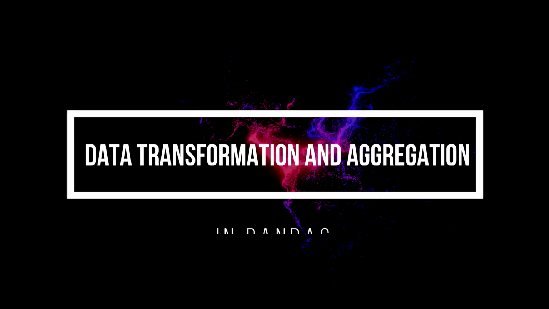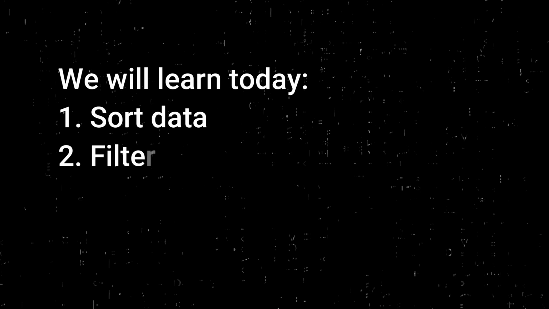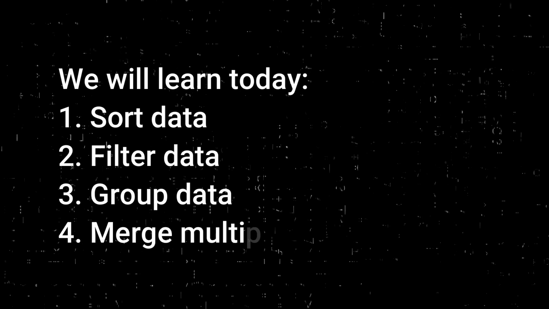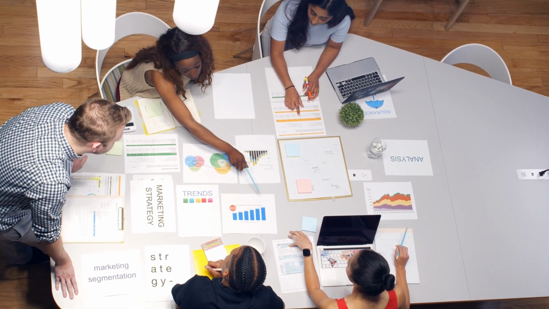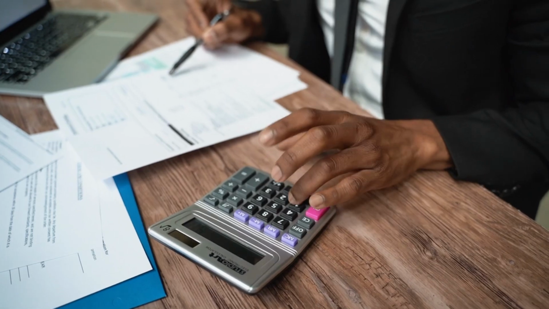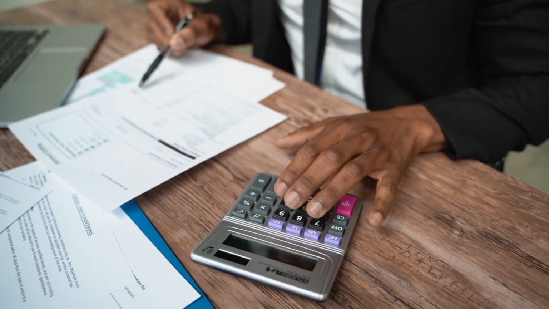And today, we'll do data transformation and aggregation with Pandas, where we'll learn how to sort the data, how to filter the data, how we can group the data, and even merge multiple data sets like a pro data scientist. And by the end of this video, you will finally understand how real analysts turn raw data into dashboards, reports, and business decisions. So, the first thing, data transformation simply means changing raw data into a useful format.